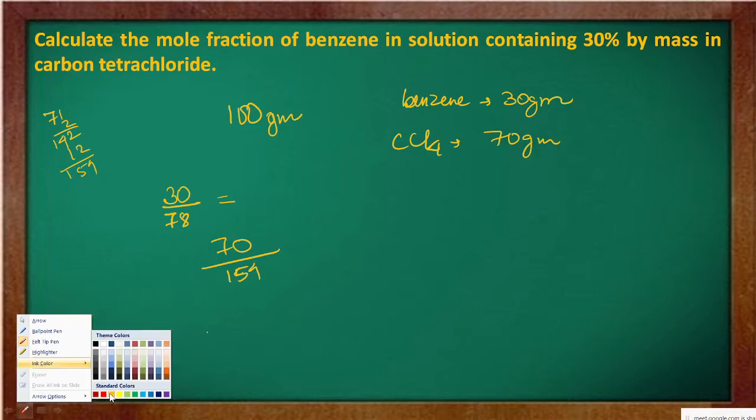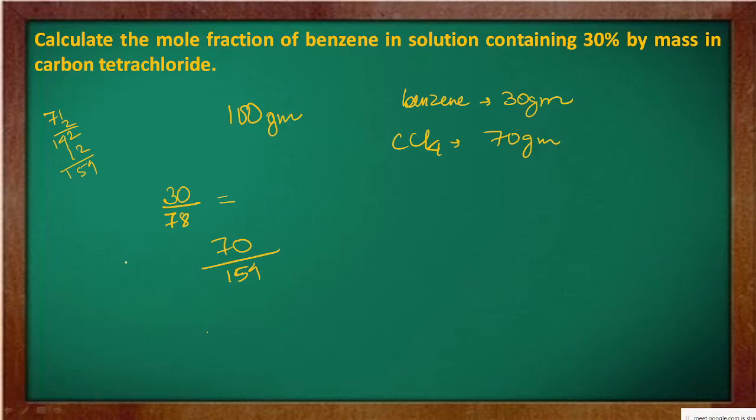Now here you see the question. The question is: calculate the mole fraction in a solution containing 30% by mass of carbon tetrachloride. Now you have to calculate the mole fraction here. Now how to calculate the mole fraction in this case? You see.